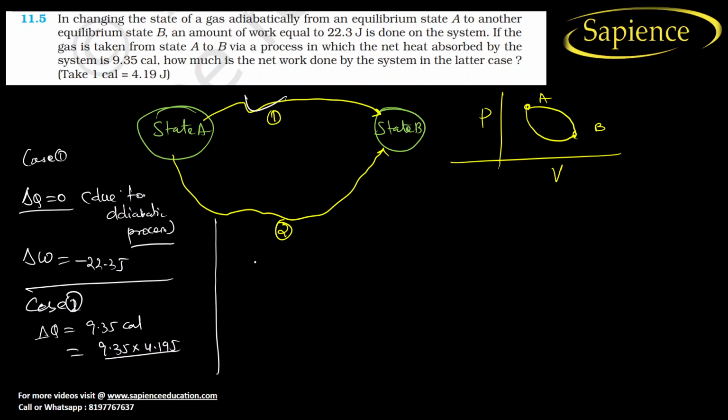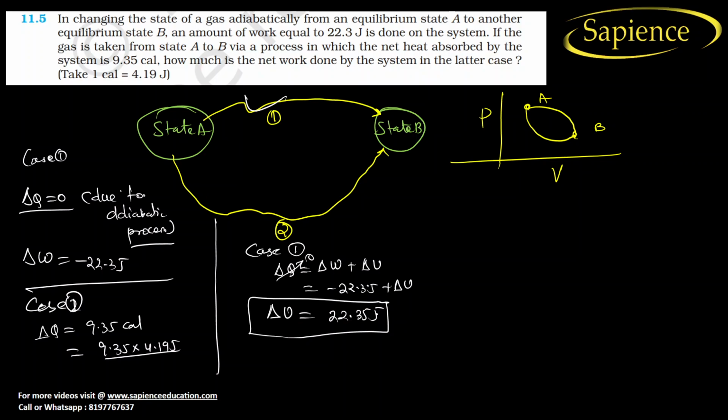Now what type of equation do we have? For case 1, delta Q is equal to delta W plus delta U. So delta Q is equal to 0. Delta W is given as minus 22.3 joule plus delta U. So from here delta U we have got as 22.3 joule. So this is the first delta U. Now the thing is that delta U will remain constant for both processes.